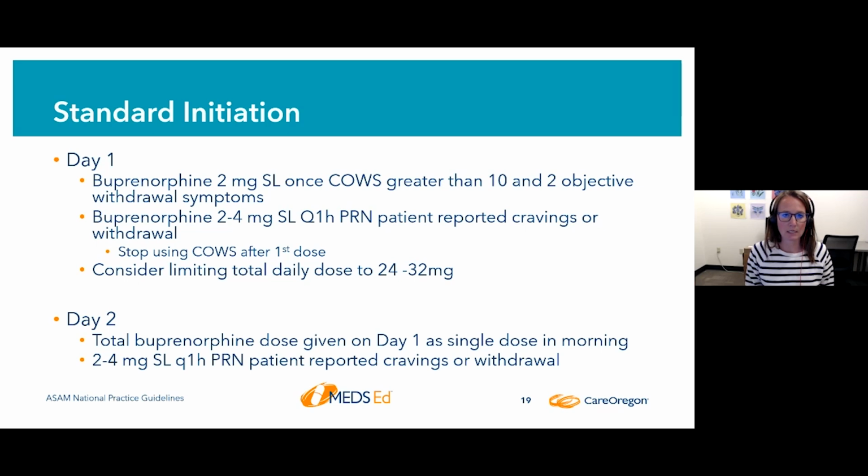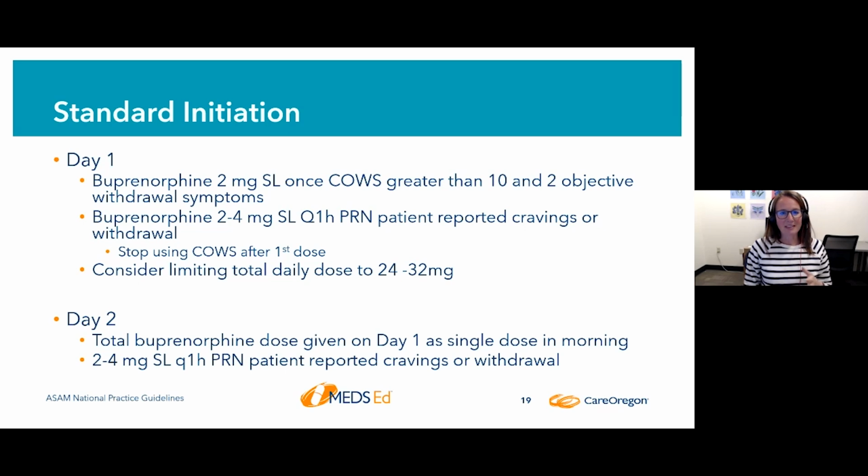Okay, so let's go into the dosing specifically. So standard initiation, there's lots of data out there on this one. These doses are really easy to find. General concept is you would wait till the COW score is greater than 10, and then you would do 2 milligrams, the patient would take 2 milligrams.